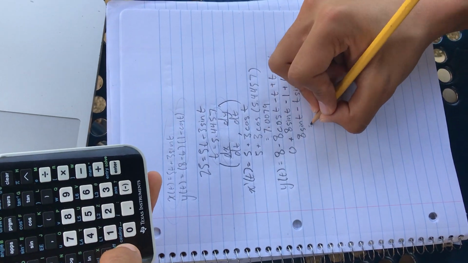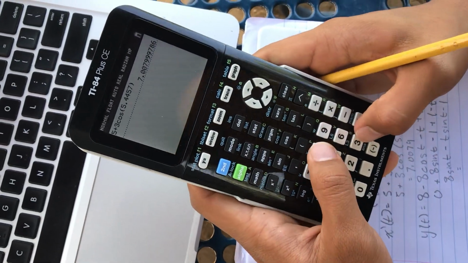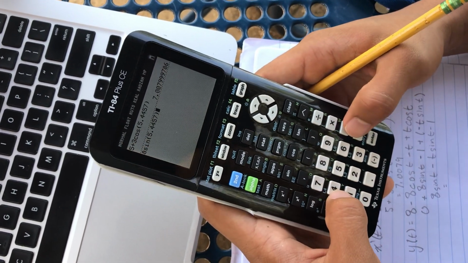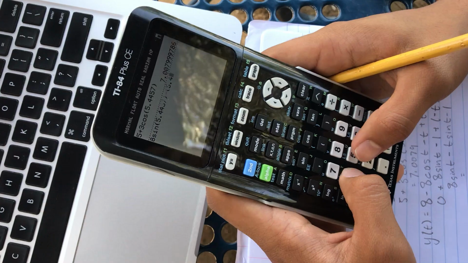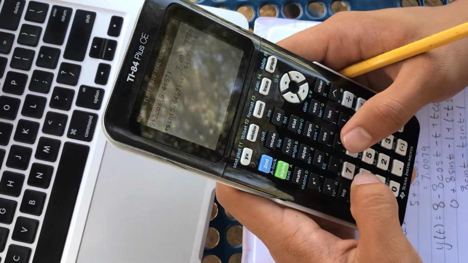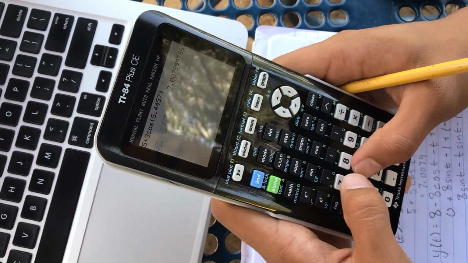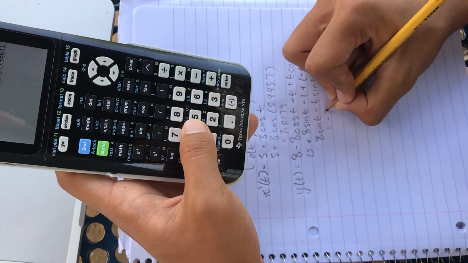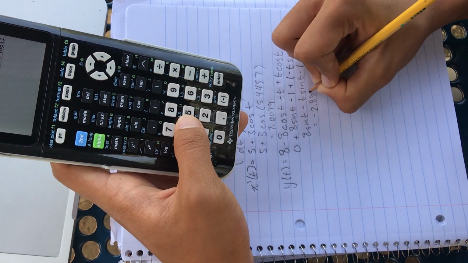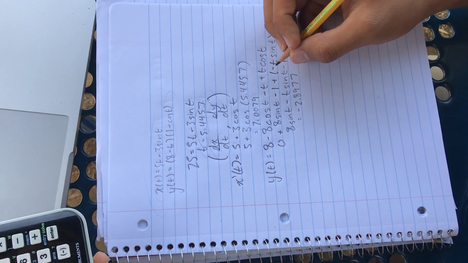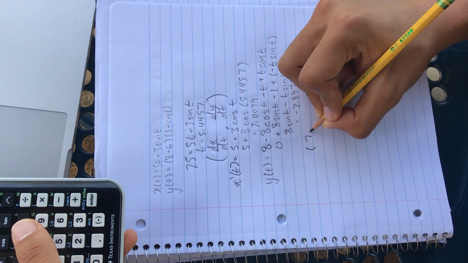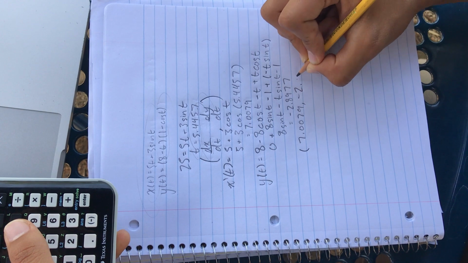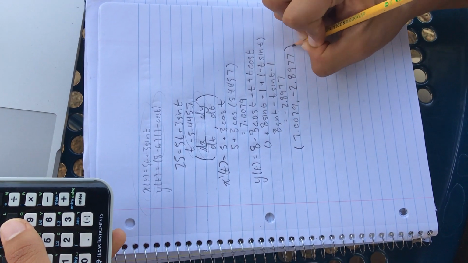If we plug 5.4457 into that, we can find out that the answer is 8 sine of 5.4457 minus 5.4457 sine 5.4457 subtracted by 1, which is negative 2.8977. So our velocity vector is 7.0079 and negative 2.8977. Thank you.